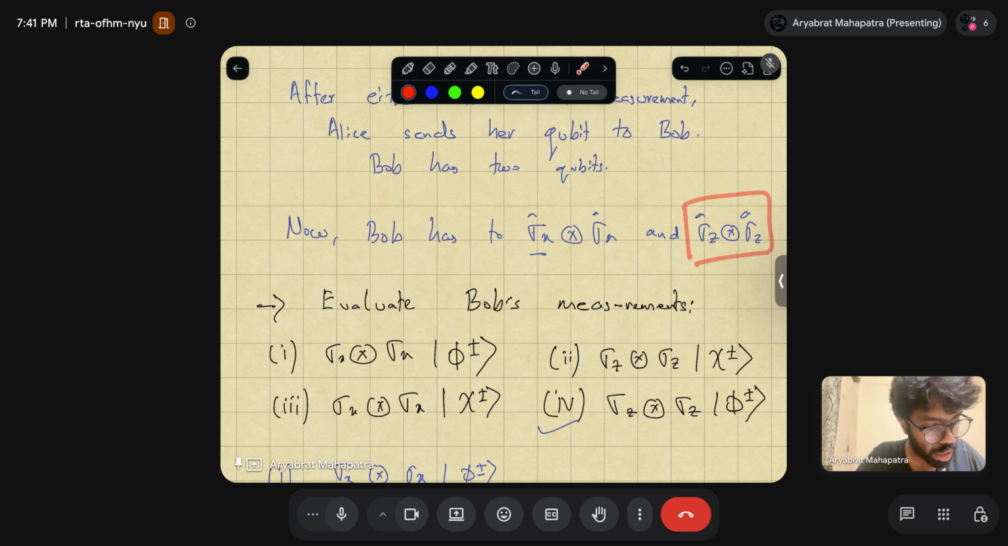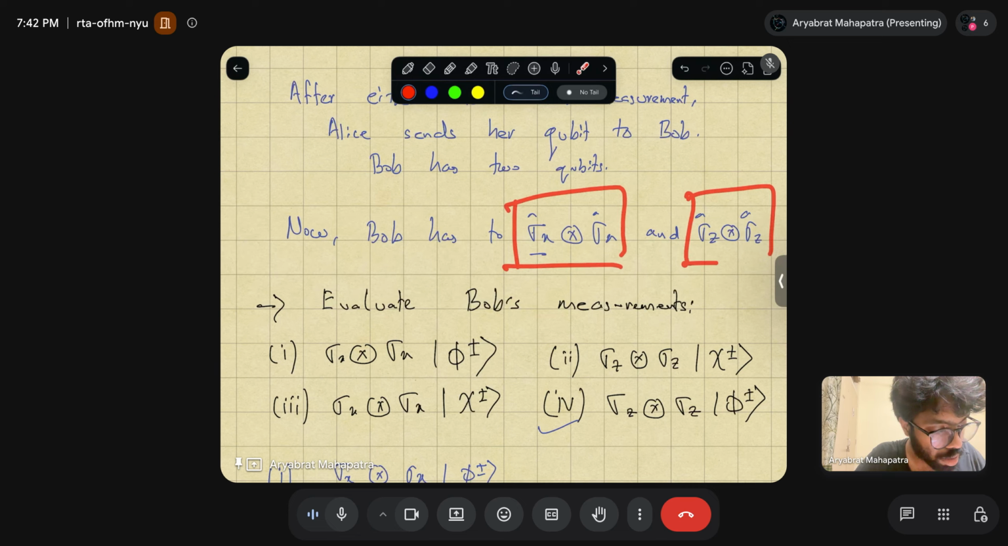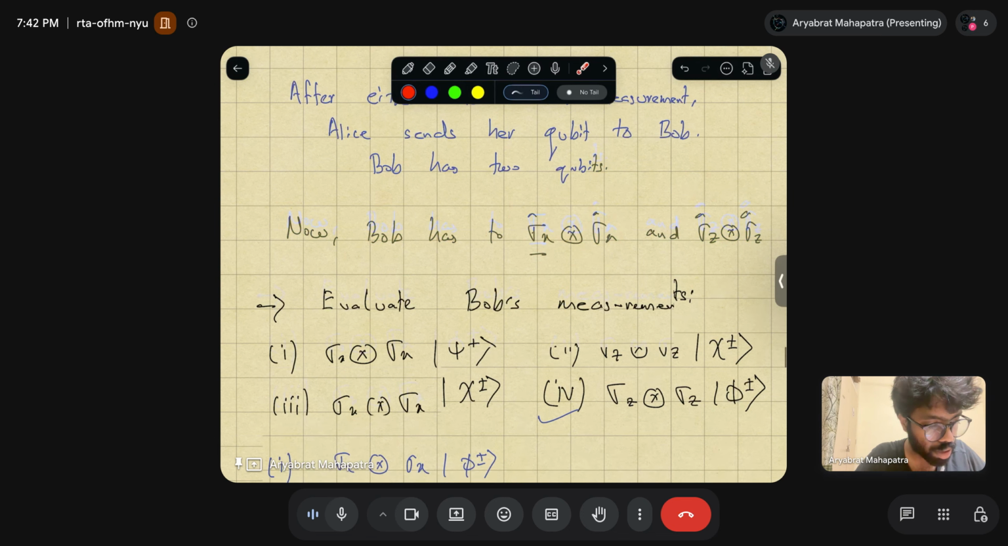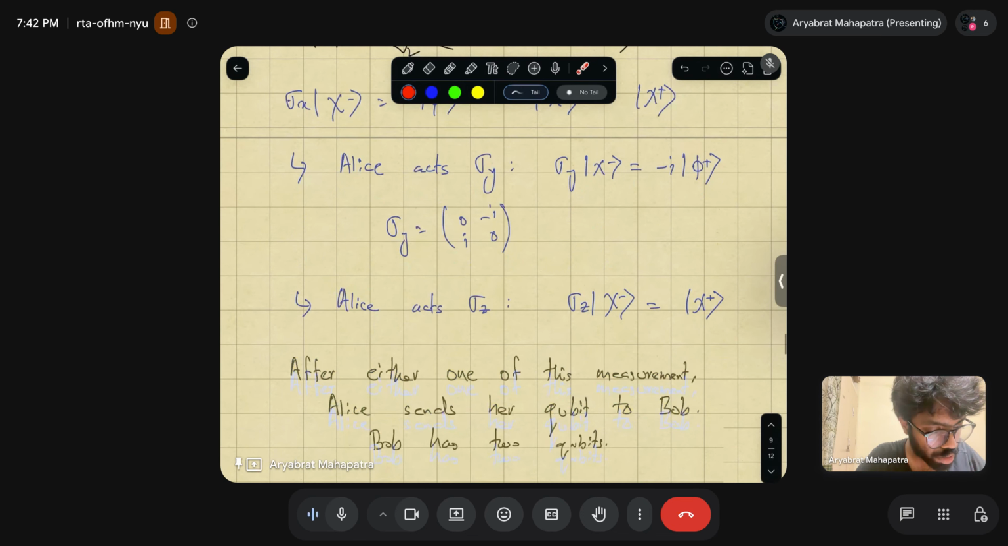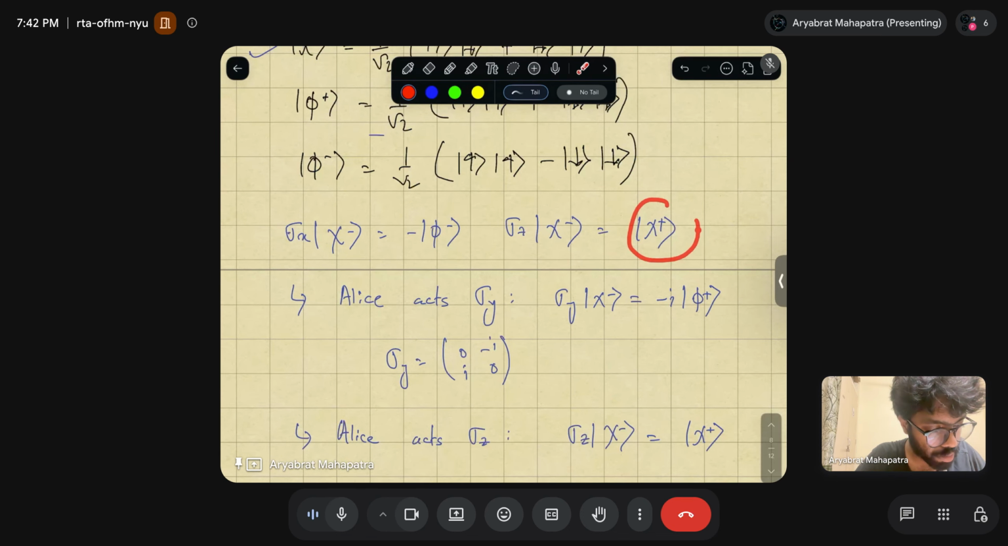Also, to extract two bits of classical information, you will need two measurements. I only made one measurement, and you will need two measurements, and in each measurement there should be two operators in a tensor product. So as I said, I sent you this chi plus after measurement.